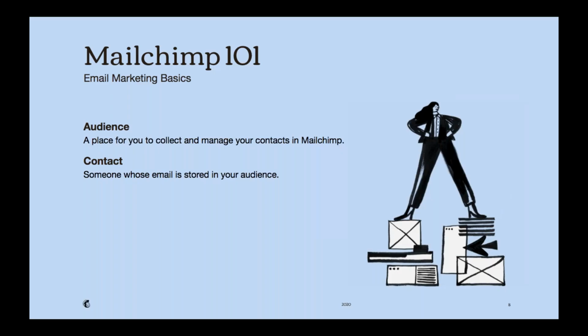So let's take a moment to recap some key terms. You might already be familiar with them, but for those of you who are new to this topic, let's review. When we say audience, we mean a place for you to collect and manage your contacts in Mailchimp. And a contact is someone whose email is stored in your audience. So you might be wondering, how do you get contacts into your Mailchimp audience? We're going to highlight the three main ways to do this.